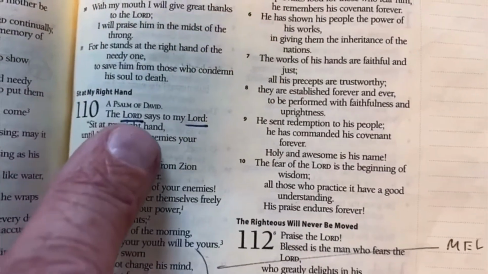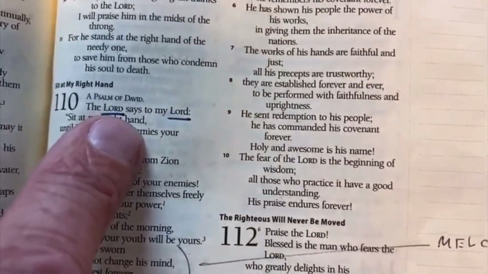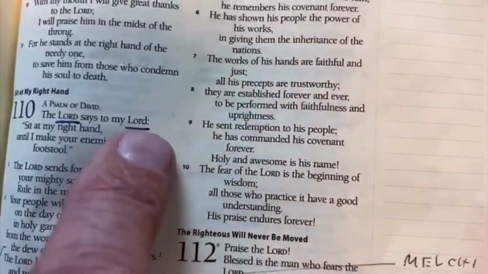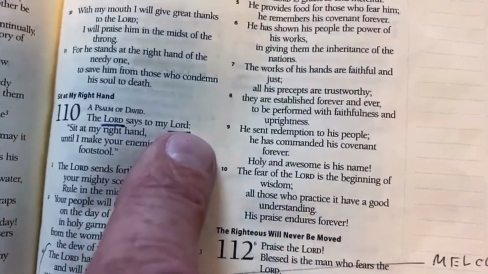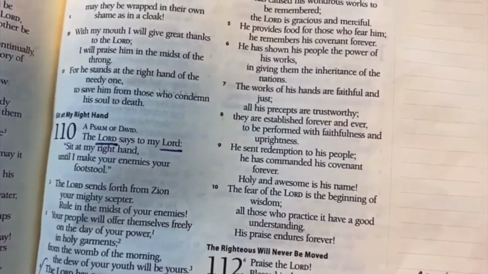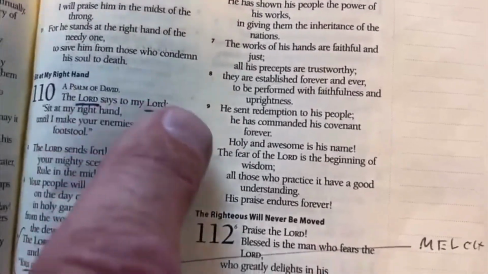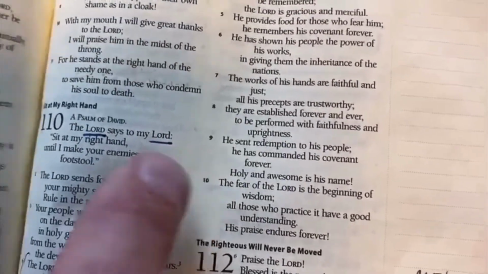So this capital L, capital O, capital R, capital D is actually the Hebrew Yahweh. The lowercase Lord is Adonai. So in the very same sentence, you see the same word Lord, but actually one of them, that one, is Yahweh, and the other one is actually Adonai.